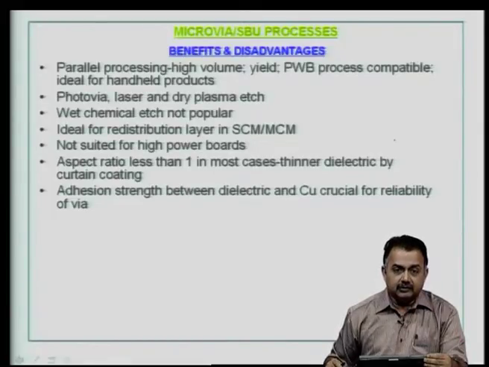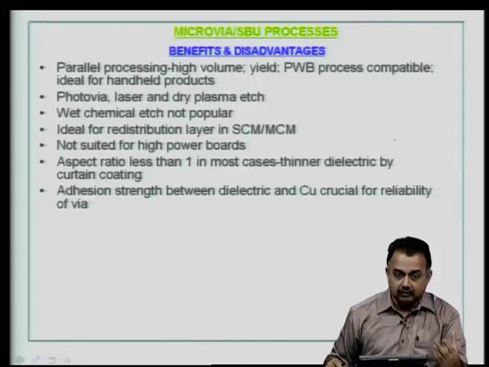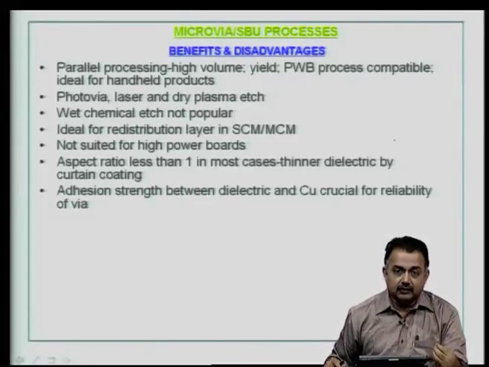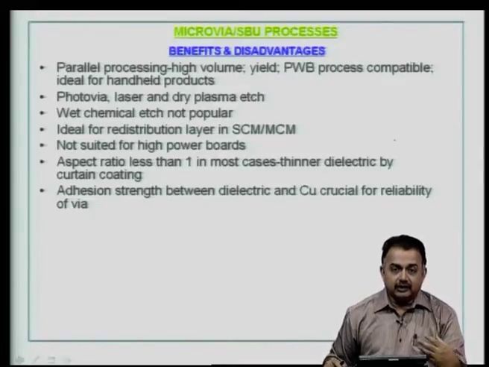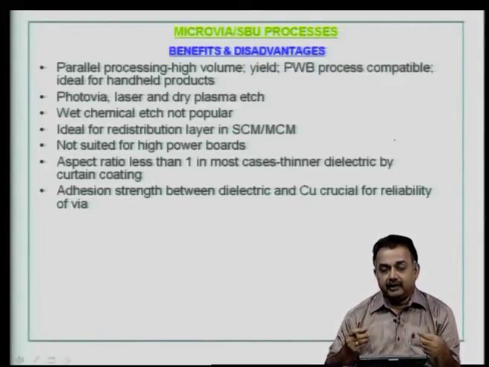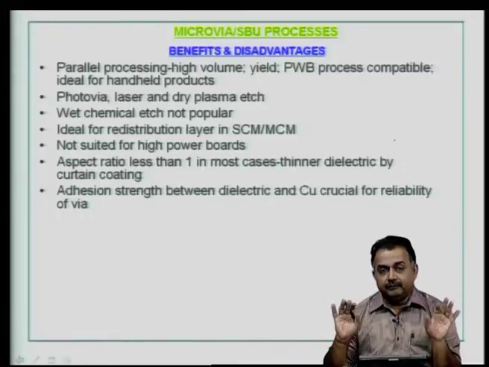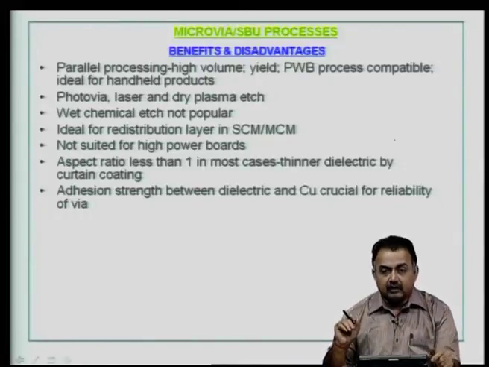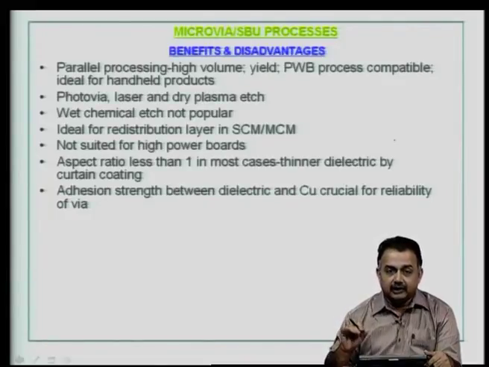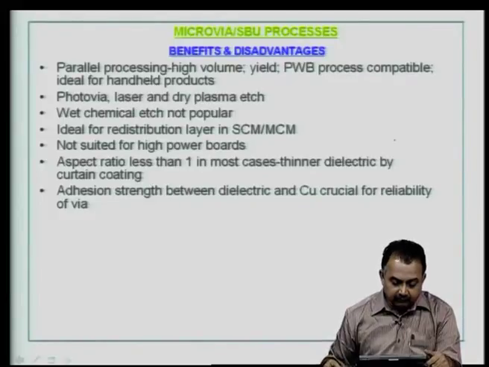Ideal for redistribution in a single chip module or a multi chip module. As you know, if you want to create a BGA, which is a single chip module with the bare chip, you try to create a substrate which is a 4 layer or a 6 layer, basically to fan out the bumps from the bare die through the structure of the organic substrate and then end up in a BGA. So, this is what we call a redistribution layer in a single chip module. Not suited for high power boards.